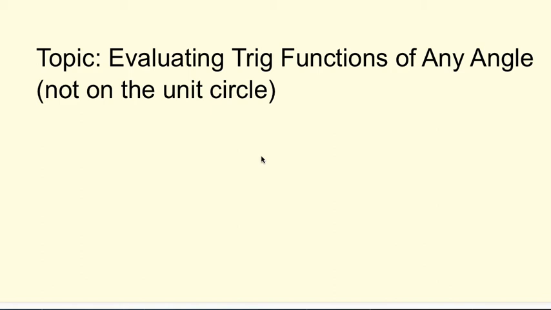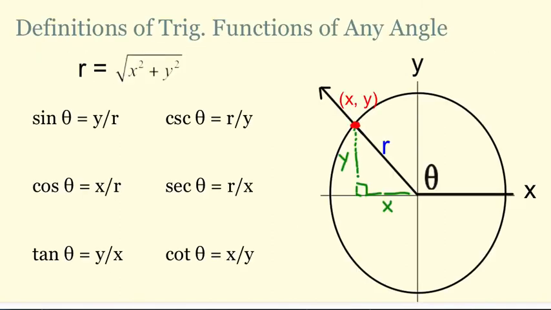We're going to evaluate trig functions that are not on the unit circle. They're any angle. Here is a picture of a circle. Remember, this is not the unit circle. To find the radius of a circle, you want to use the Pythagorean Theorem: a squared plus b squared equals c squared. So r equals the square root of x squared plus y squared.